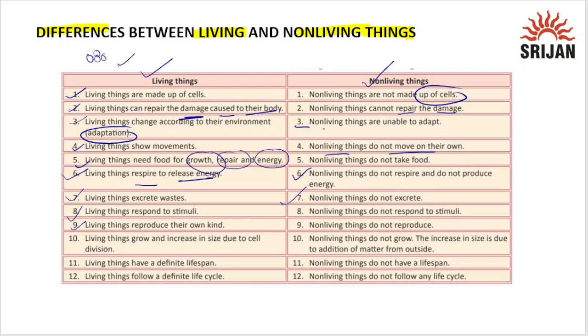Living things reproduce their own kind, meaning giving birth, but non-living things do not reproduce. Living things grow and increase in size due to cell division, but non-living things do not grow. Their increase in size is due to addition of matter from outside. This is known as external growth. But in living things, the growth is internal due to cell division. So, living things show internal growth.